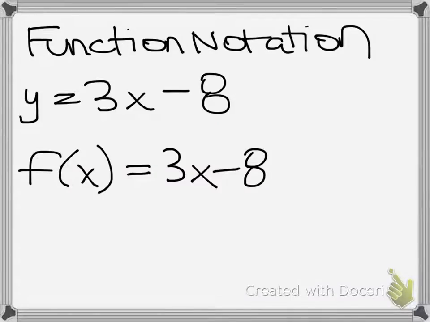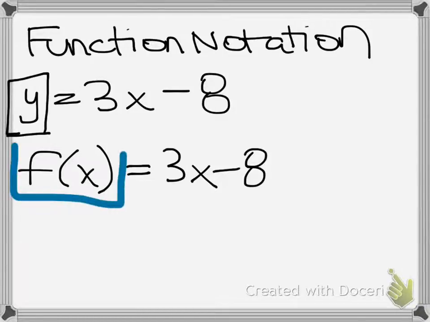Now we have something called function notation. Function notation is basically a way of telling you that the equation you are graphing or looking at is a function. You can see the difference between these two equations is that the y in this equation is replaced with the f of x in this equation. And you would say that as f of x. So f of x is one term. It's indicating that this equation is a function by the way that it's written. So that's why it's called function notation.